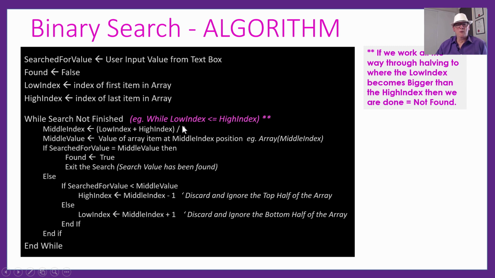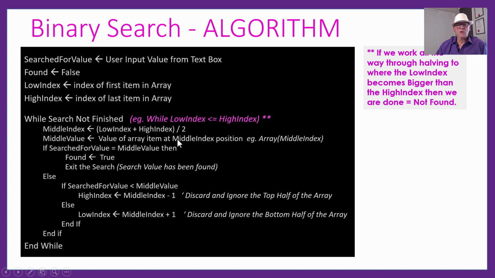But once that doesn't become true, and that'll happen when your low index gets bigger than your high one, that's when the loop will stop, and we can work out the not found situation. So as you can see here, we were asking, where's our next middle point to check? Add together the current low index plus the high index and divide by 2. We saw that in our trace checking.